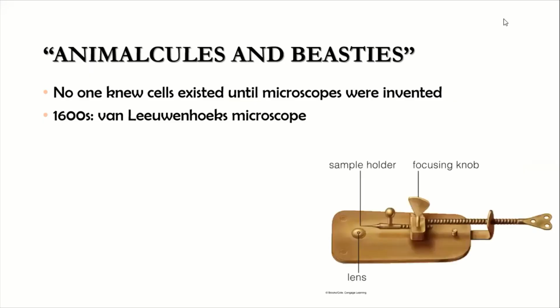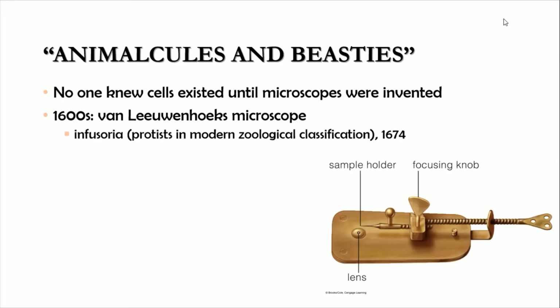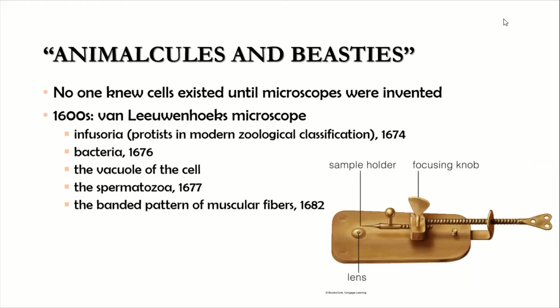Okay, so with the help of van Leeuwenhoek's microscope, this is his invention, he was actually able to see different organisms. He had observed the infusoria, which are actually the protists in the modern zoological classification. He was able to see the bacteria, the vacuole of the cell, and the spermatozoa, and also the banded pattern of muscular fibers. Before, people actually called these cells animalcules and beasties. Animalcules from the term animal molecules. So that is where it all started.